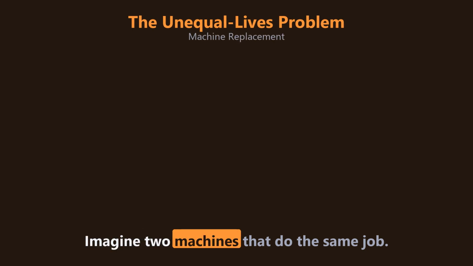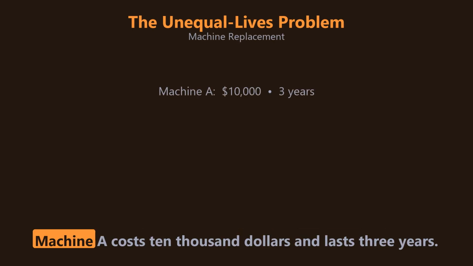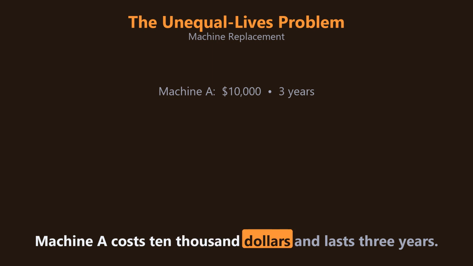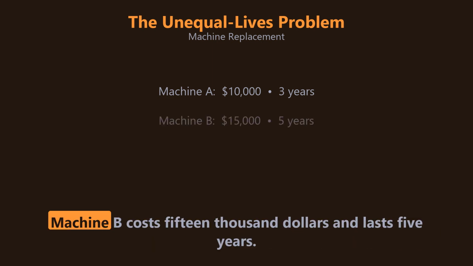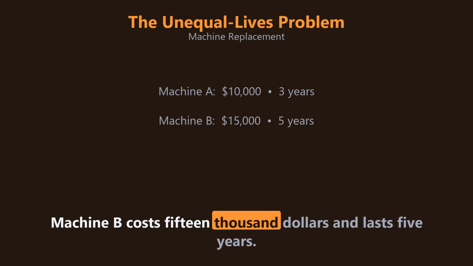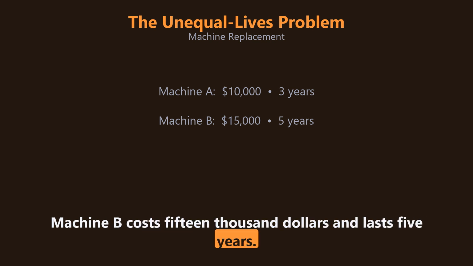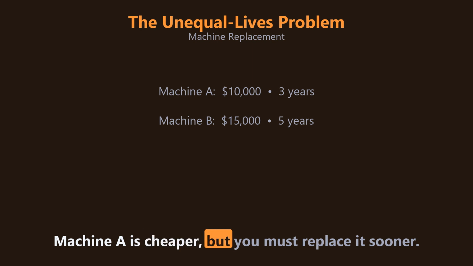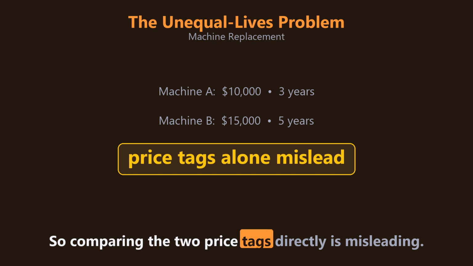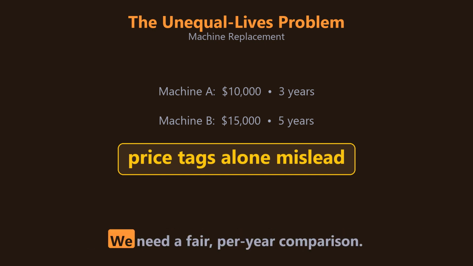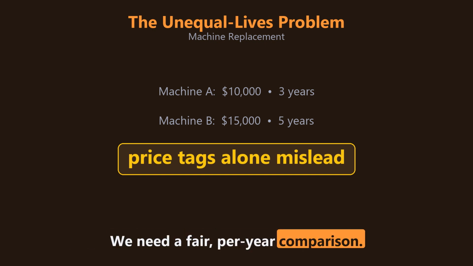Imagine two machines that do the same job. Machine A costs $10,000 and lasts 3 years. Machine B costs $15,000 and lasts 5 years. Machine A is cheaper, but you must replace it sooner. So comparing the two price tags directly is misleading. We need a fair, per-year comparison.